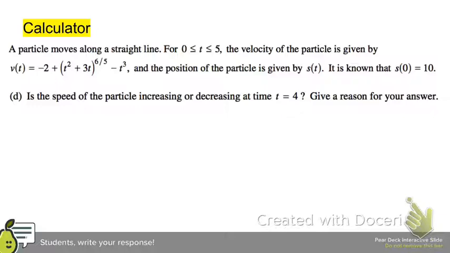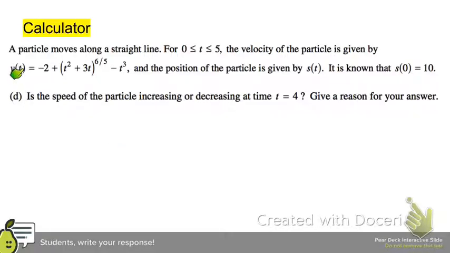All right, last question. Same problem, same everything, just a different part of the problem. It says, is the speed of the particle increasing or decreasing at time t equals 4? Give a reason for your answer. Again, we've done this one already, so let's cut to the chase and talk about what we need. To find out if speed is increasing or decreasing, we need to know the velocity at 4, and we need to know the acceleration at 4, and then we need to compare their signs.